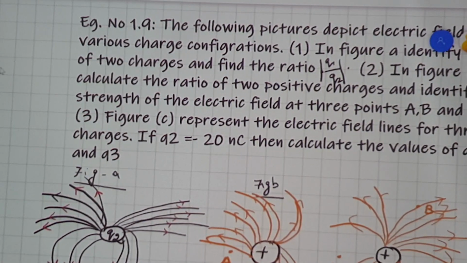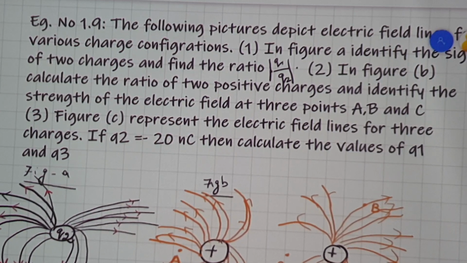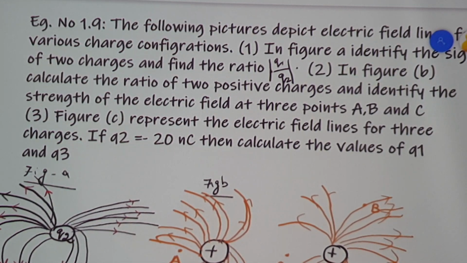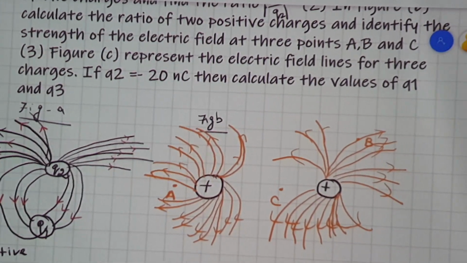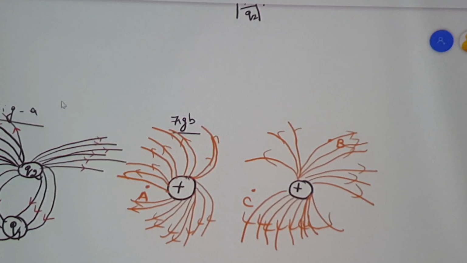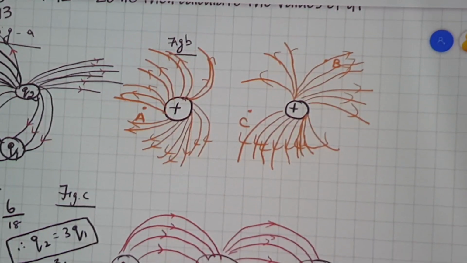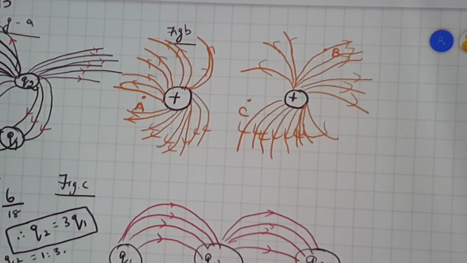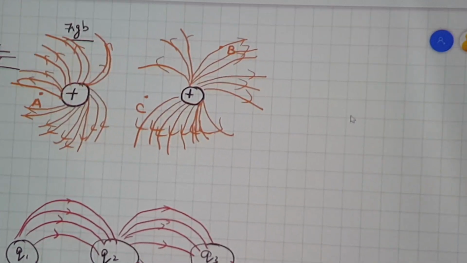See what I have considered in figure B. In figure B, calculate the ratio of the two positive charges. Identify the strength of the electrical field at point A, at point B, and at point C. Okay, what can I write here? Let us consider this diagram. Let us find a place to write. Okay, let us write it on the right hand side.